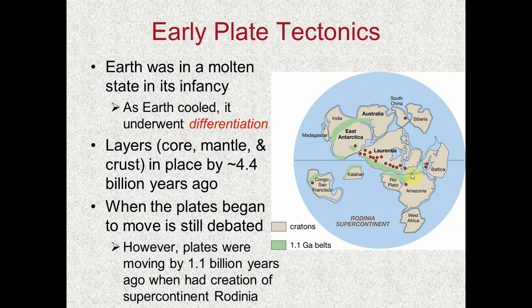So not a lot of land masses that look like they do today, but as Rodinia forms, it splits apart and it will come back together at about 220 million years ago in the form of Pangea. Pangea will then split apart and drift into our current continental positions. So what we do know, once again, there's still a lot we don't know, but we do know the plates were moving by 1.1 billion years ago because that's when we think Rodinia formed.